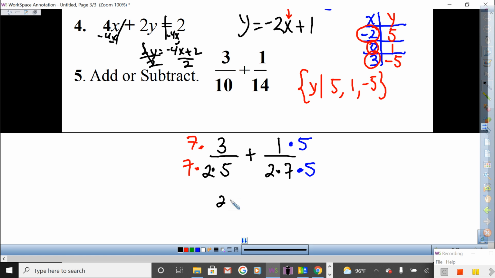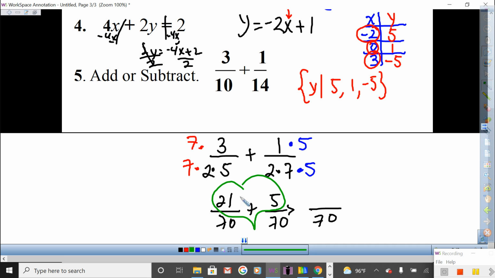And now we can simplify. 7 times 3, that's 21. 5 times 2 is 10 times 7, that's 70. 5 times 1 is 5. 2 times 7, 14 times 5, that's 70. So now we can write it as one fraction. Our numerators, 20 plus 5, that's 26. I'll stop right there, but we can reduce it to lowest terms, which is 13 over 35.